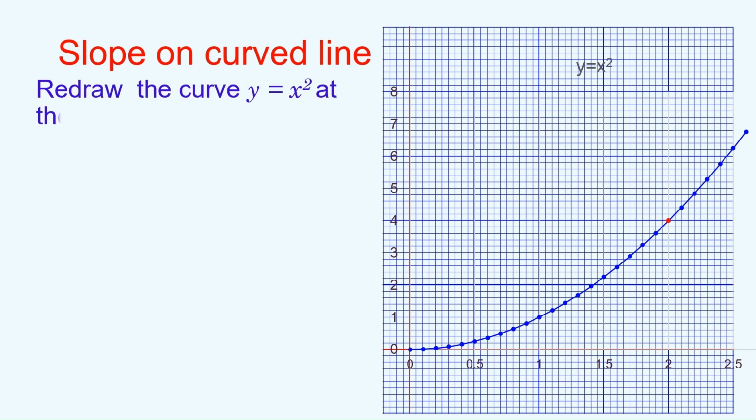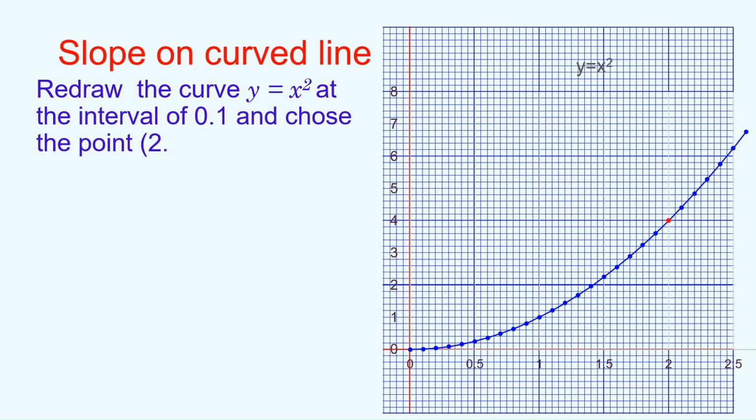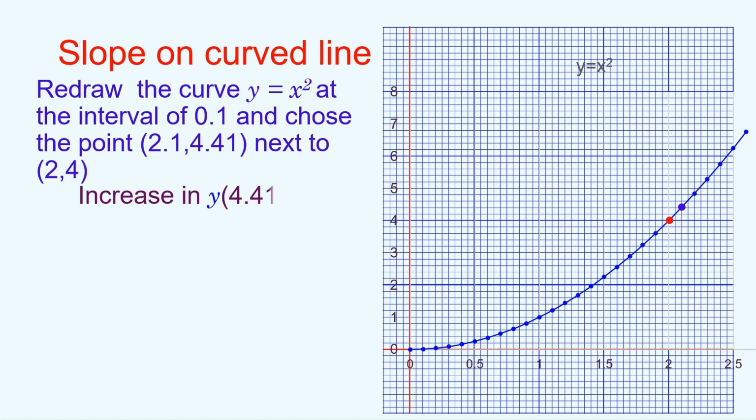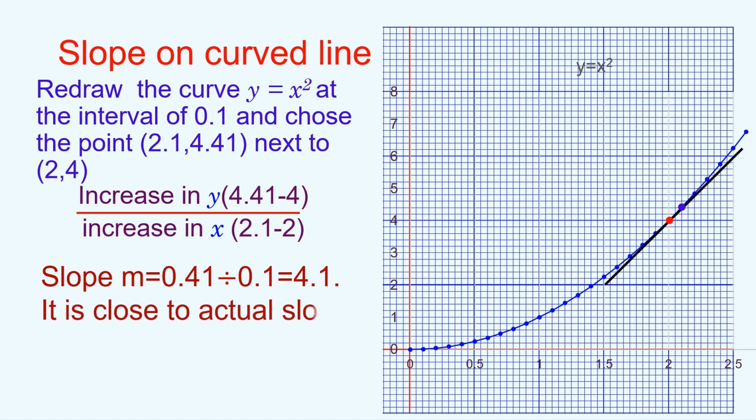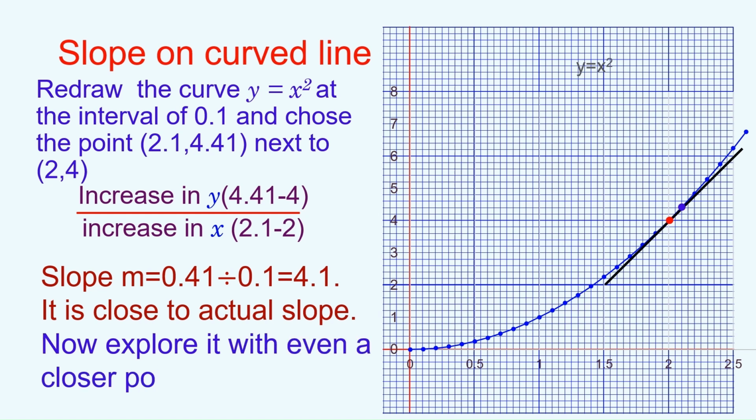Redraw the curve y equals x squared at the interval of 0.1 and choose the point (2.1, 4.41) next to (2, 4). Increase in y: 4.41 minus 4, that is 0.41, divided by increase in x: 2.1 minus 2, that is 0.1. Slope m equals 0.41 divided by 0.1 equals 4.1. It is close to the actual slope. Let's find out by selecting a point even closer.